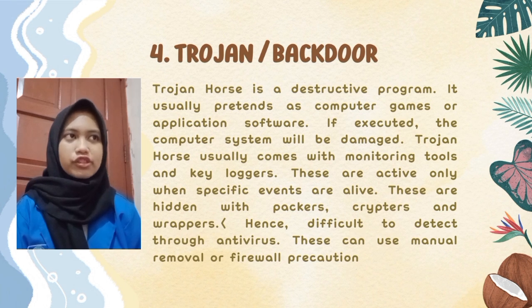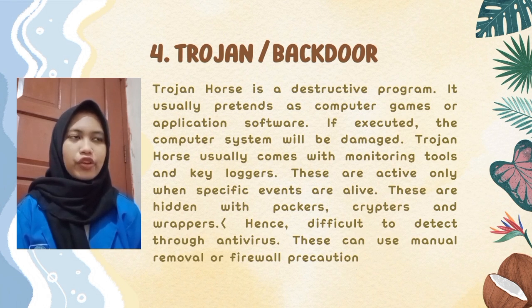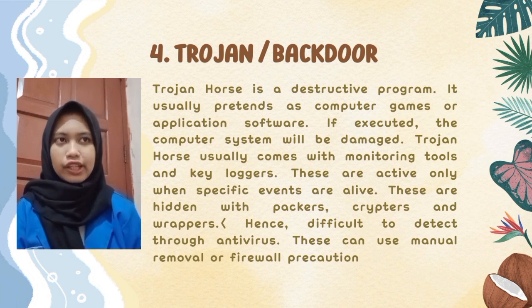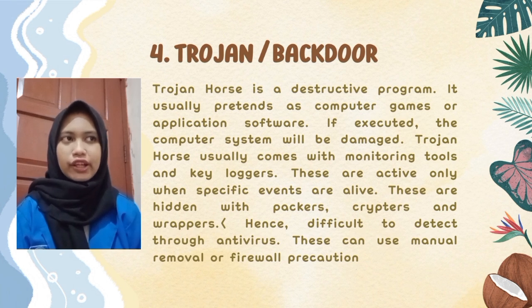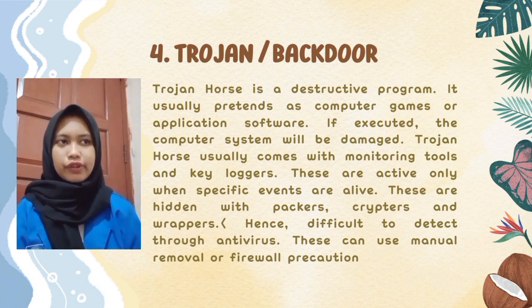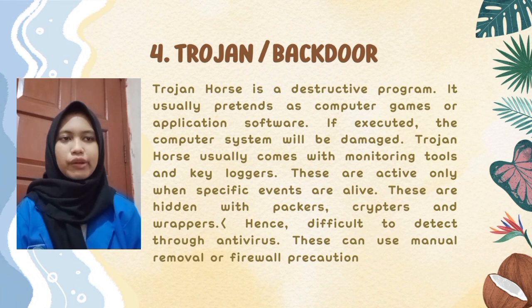A Trojan horse is a destructive program. It usually pretends to be computer games or application software. If executed, the computer system will be damaged. A Trojan horse usually comes with monitoring tools and key loggers. These are active only when specific events occur. These are hidden with packers, cryptors, and wrappers, hence difficult to detect through antivirus. They can be handled by manual removal or firewall precaution.